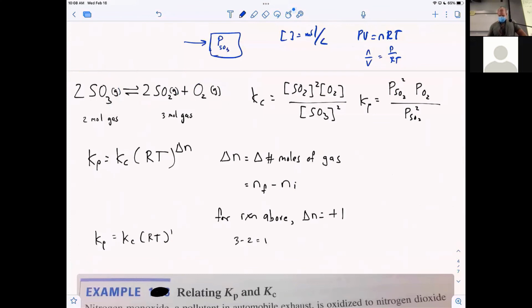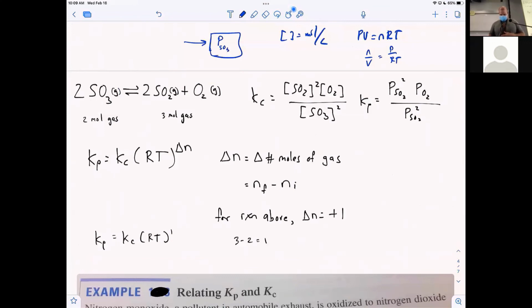And the Kc, and usually if you see K without the C, Kc is the equilibrium constant with respect to concentration in moles per liter. But then we have Kp. Kp is the equilibrium constant in terms of pressure. Same thing with Kc, it's products over reactants, but in this case, the pressure of the product sulfur dioxide, SO2, times the pressure of oxygen, all over the pressure of reactant SO3 squared.